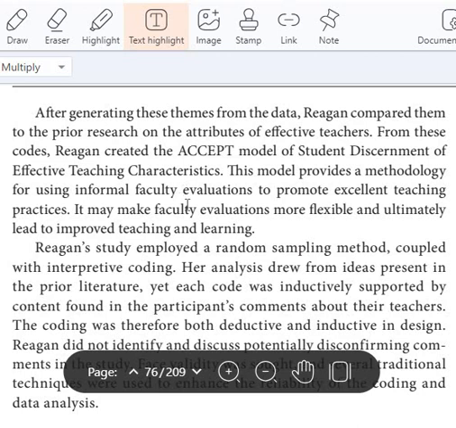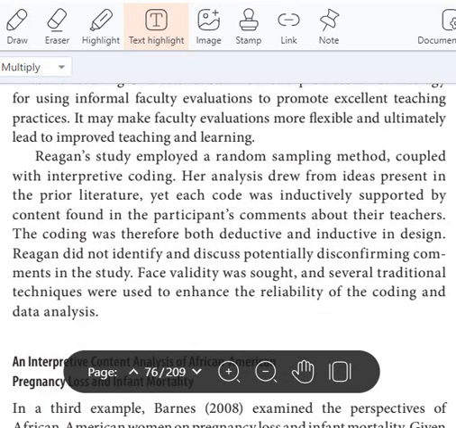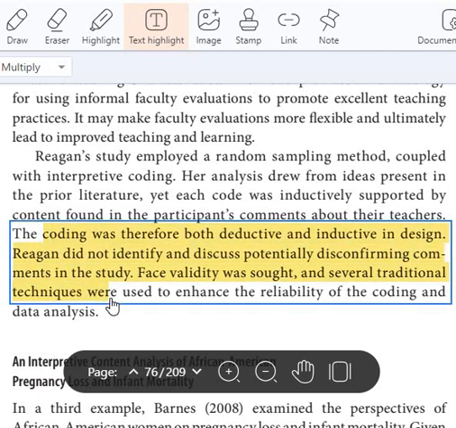Her study, Reagan, is a very good example of interpretive content analysis. As you can see, she used a random sampling method, with her interpretive coding. And as for coding here, what do you think? Did she use the deductive or the inductive way? Here it says that the coding was therefore both deductive and inductive in design. She did not identify and discuss potentially disconfirming comments in the study.